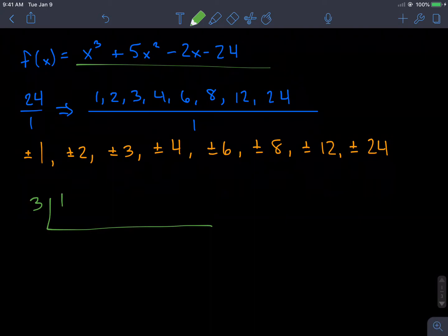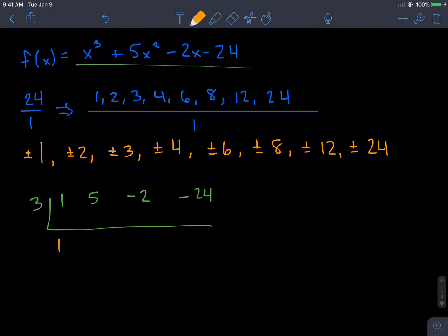So we have 1x cubed plus 5x squared minus 2x minus 24. And we're doing this, and what we're looking to see is, do we get a 0 down here? Because if we get a 0, then that tells us that 3 is a 0, and that's what we're looking for.